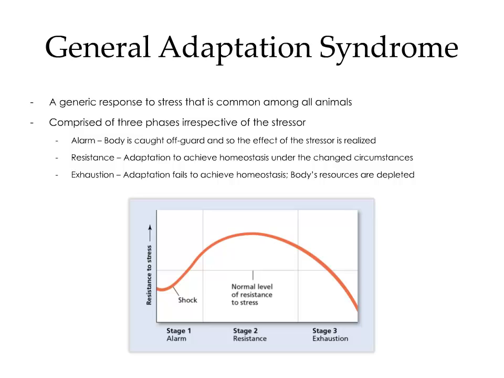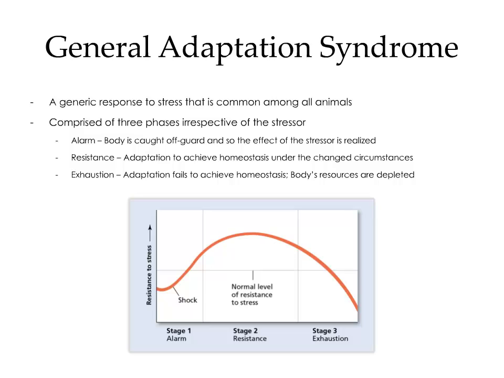So the general adaptation syndrome is a generic response to stress that is common among all animals. It's comprised of 3 phases irrespective of the stressor. So the first phase is the alarm phase, where the body is caught off guard, and so the effect of the stressor is realized. The second phase is the resistance phase.